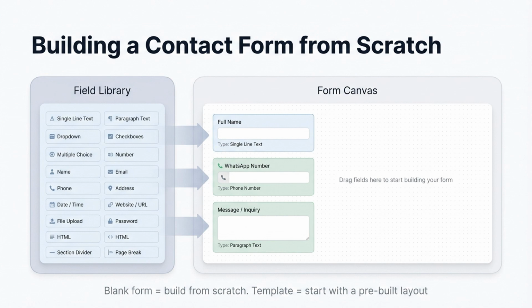The form will have 3 key fields: a full name field, a WhatsApp number field, and a message or inquiry field. For the full name field, make sure to use a single name field rather than the split first name, last name option. You'll need to remove the extra subfield to keep it simple.